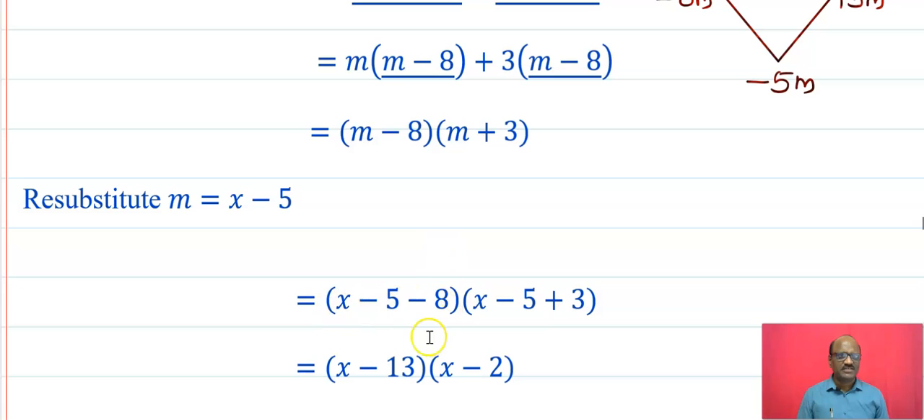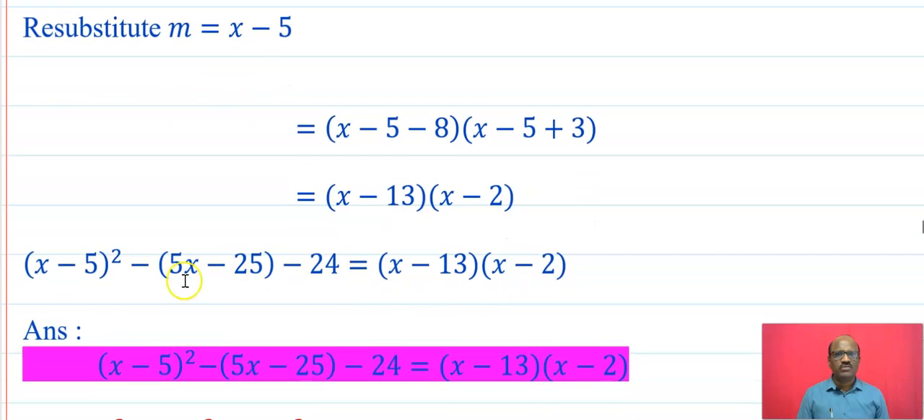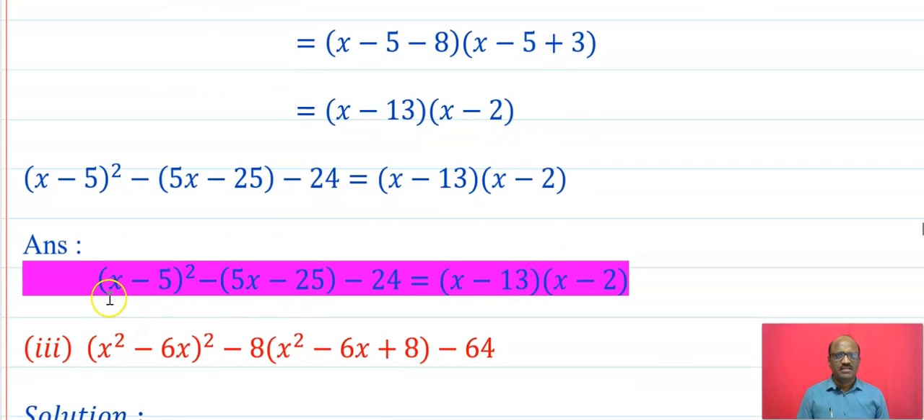X minus 5 minus 8, again this m is replaced by x minus 5 plus 3. X minus 5 minus 8, minus 5 minus 8 is minus 13, x minus 13. And what about here? Minus 5 plus 3 is minus 2. And overall you will get the factors: x minus 13 into x minus 2.